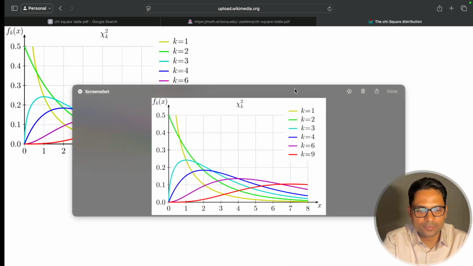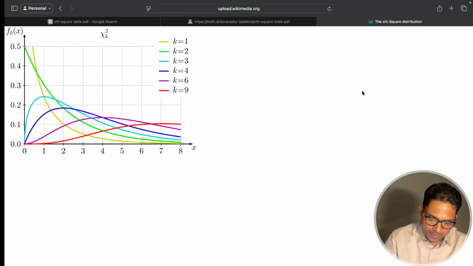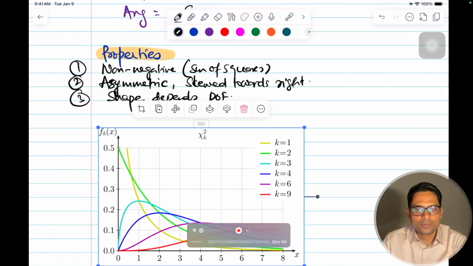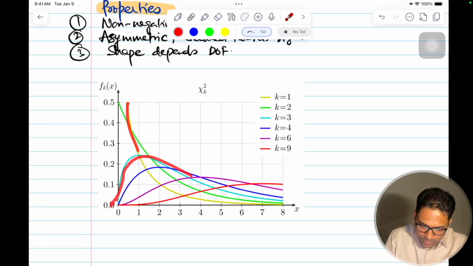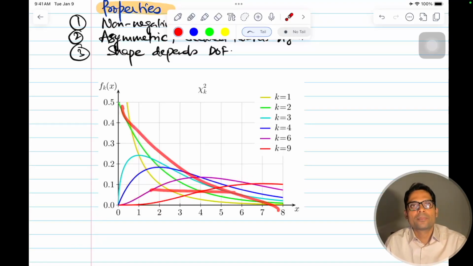You can see from here itself, I'll highlight this in my notes, the distributions for different degrees of freedom. The K here is the degrees of freedom. Let's come back to the note. You can see that as K changes, it is becoming more and more symmetrical, and you can see that it is skewed towards the right. That's what I wanted to show you.